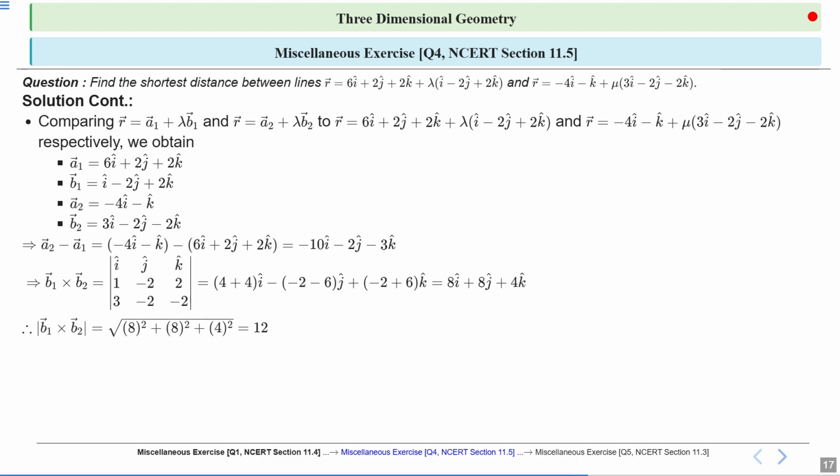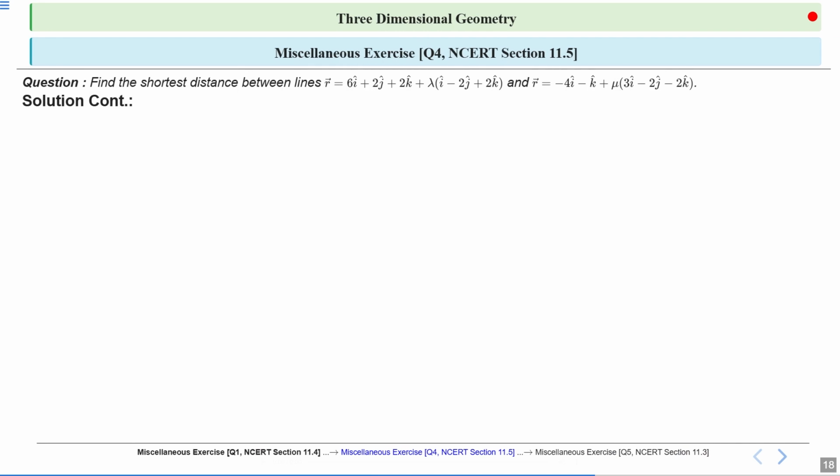Therefore, we can say that the magnitude of b1 vector cross b2 vector will be equal to the square root of 8 square plus 8 square plus 4 square, which will be equal to 12. Got it? Now b1 vector cross b2 vector dot a2 vector minus a1 vector is equal to 8i cap plus 8j cap plus 4k cap dot minus 10i cap minus 2j cap minus 3k cap, and it will be equal to minus 80 minus 16 minus 12, which is equal to minus 108.